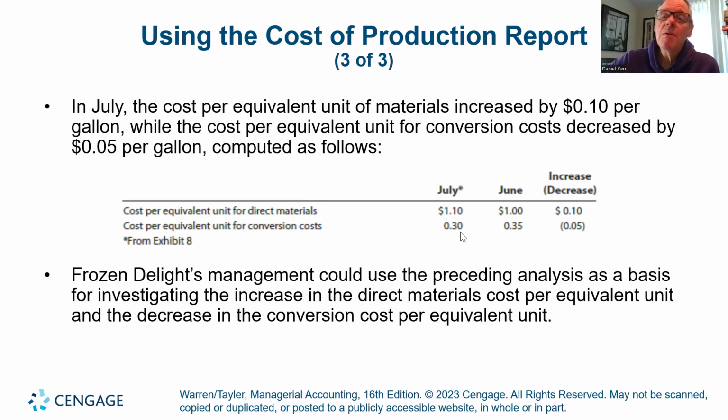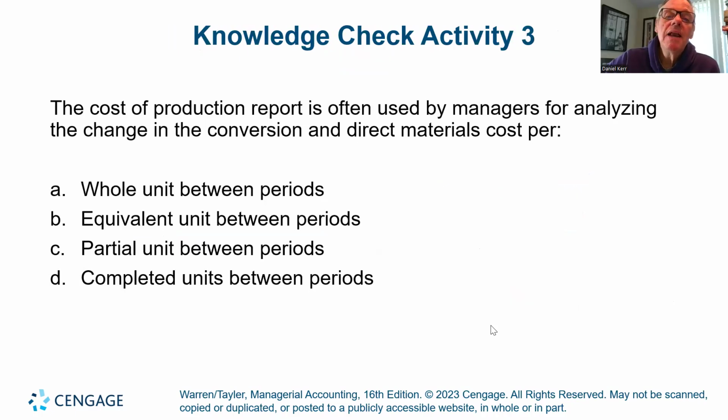So the only way that we know they went up or down is to get the cost per equivalent unit for this period's beginning inventory, July 1st, and compare it to what it was on June 1st. Right? So that's how we actually compare the costs. Now let's take a look at a little question here.